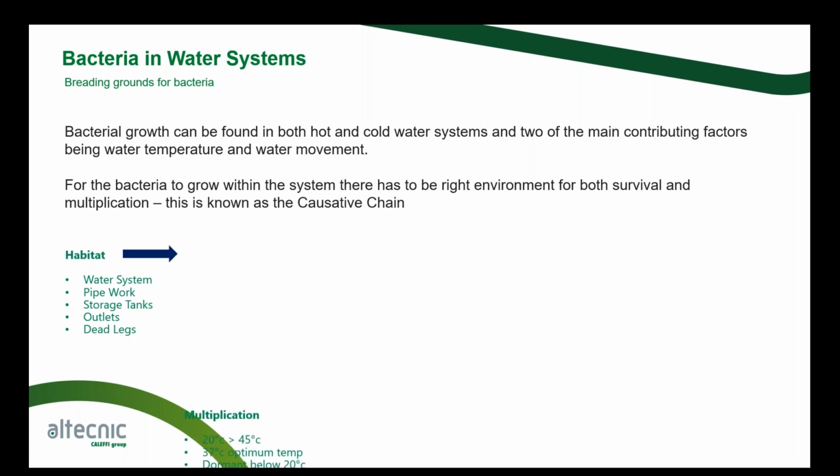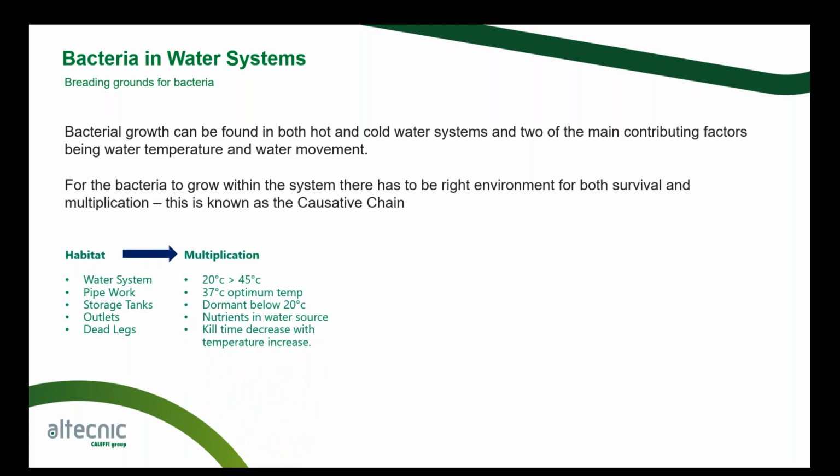So moving on from the habitat, it's the multiplication, and this is where it really starts to get dangerous, because this is where the bacteria start to multiply, and we put a higher concentration of bacterial growth into the system. The optimum breeding temperatures for the bacteria are between 20 and 45 degrees, 37 degrees being the optimum, which is roughly the core body temperature as well.